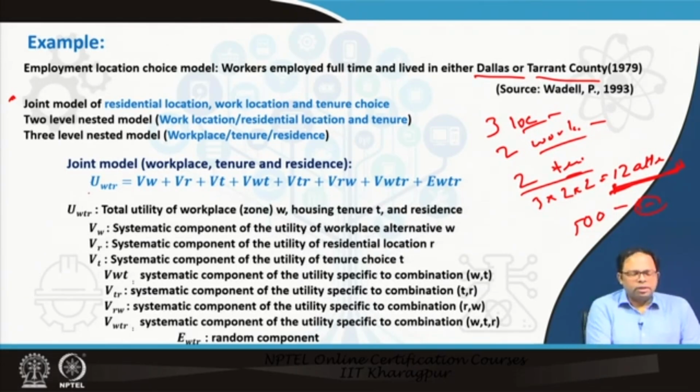Here the total utility of workplace W, housing tenure T and residence location R is taken as UWTR, and it is a function of the systemic utility of workplace alternative W, the systemic utility of residential location R, and the systemic utility of tenure choice T. And then the systemic component of utility specific to combinations or interactions between W and T, T and R, and then R and W, and then between all 3 of them, this is WTR.